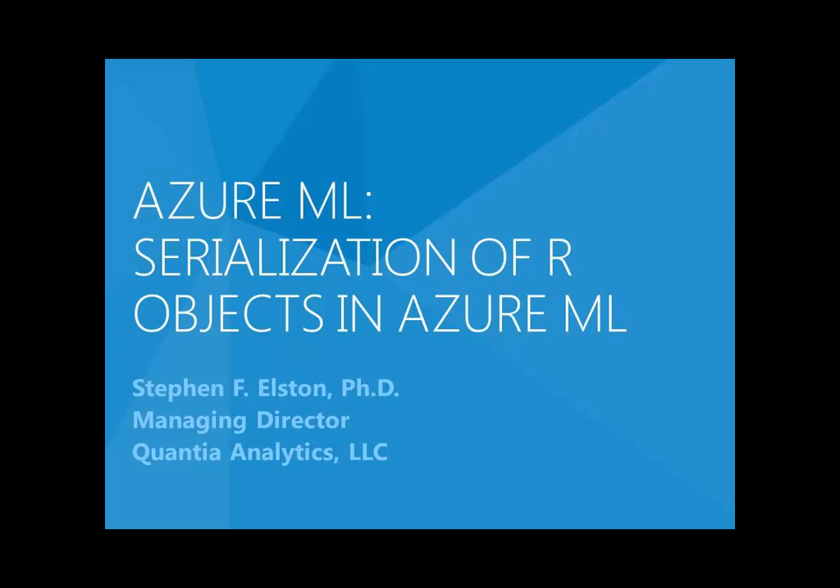Specifically in this video, I'm going to pass a list of R model objects from one execute R script to another. If you're familiar with R, you know that you can compute a model object and then apply a predict method to the model object for any new data without need to recompute the model. To do this in Azure ML, you will need to compute the model in one execute R script and apply the predict method to the model in another execute R script. By serializing that model, we can pass it between those two execute R scripts.